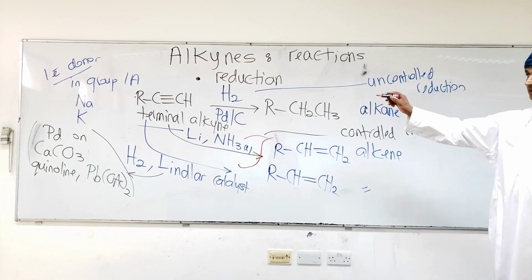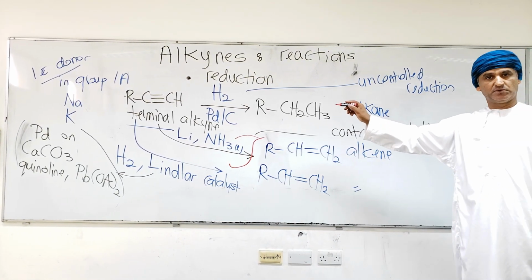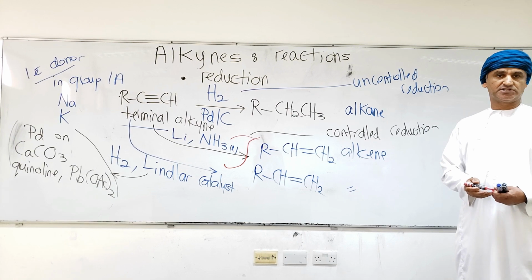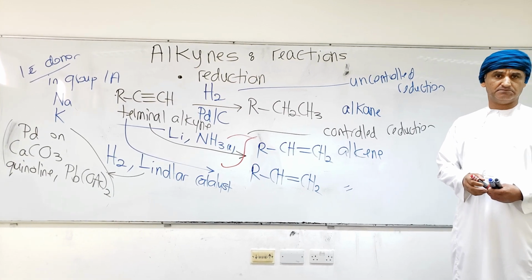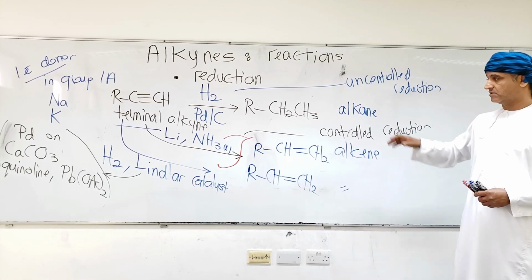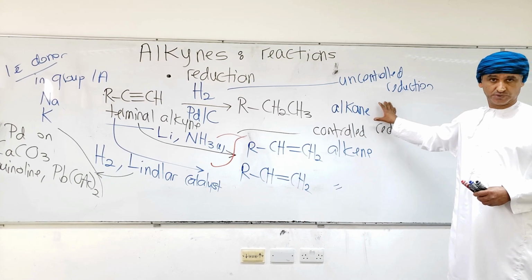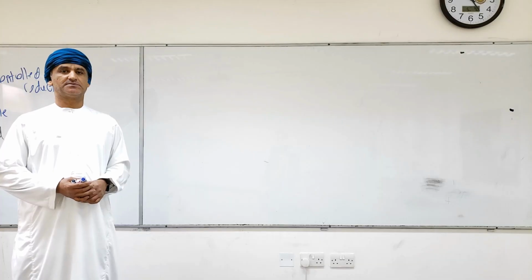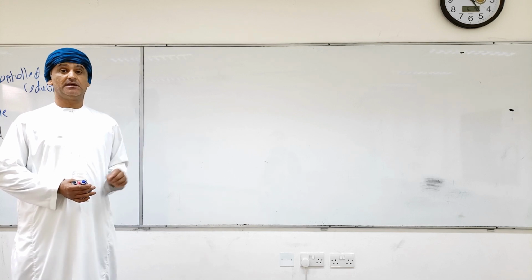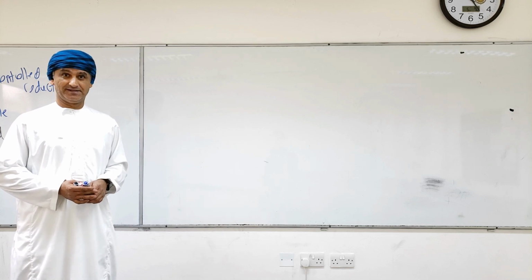If the alkyne is treated with hydrogen in the presence of a transition metal catalyst, typically palladium on carbon, then the corresponding alkane is produced. We discussed before the reduction of terminal alkynes. Let's now discuss the reduction of internal alkynes.